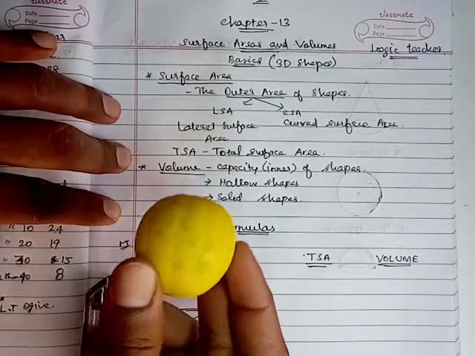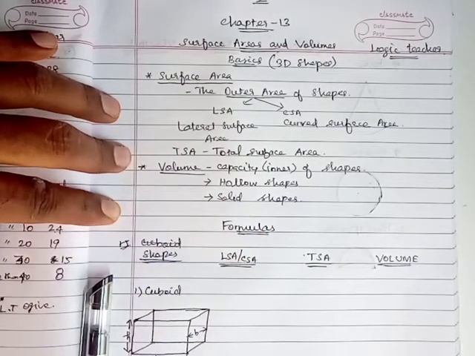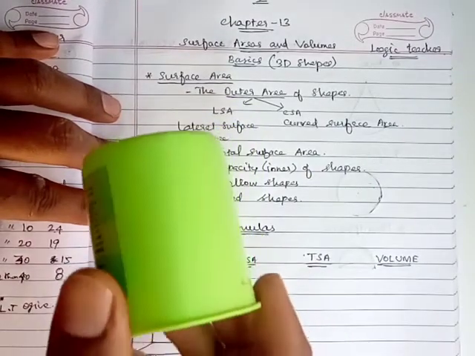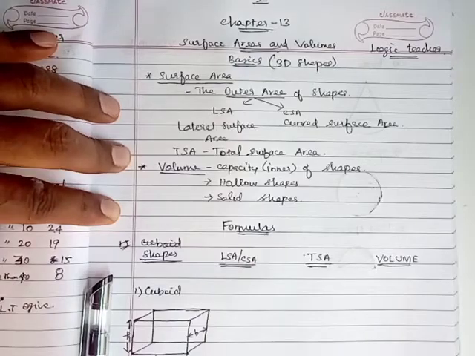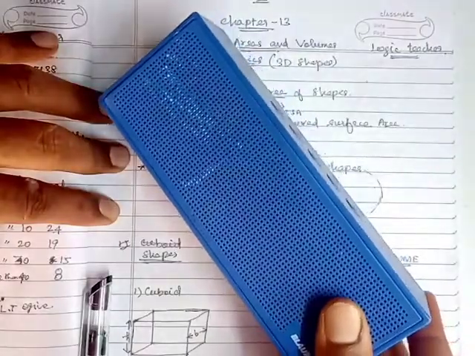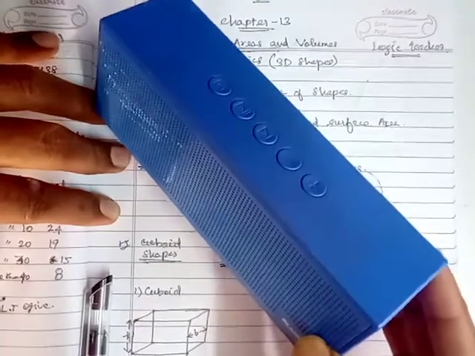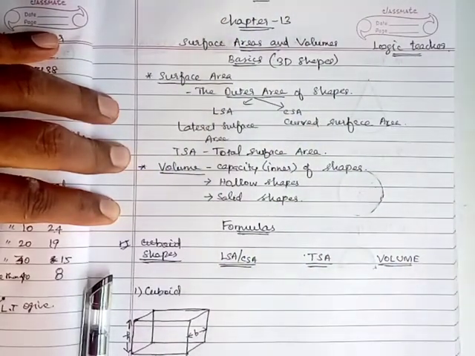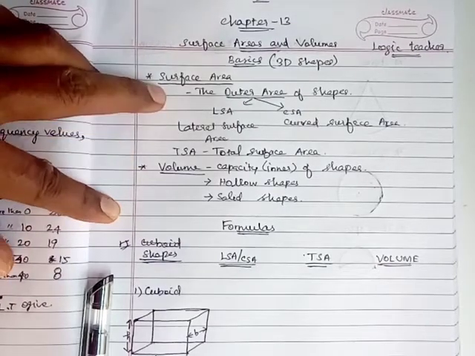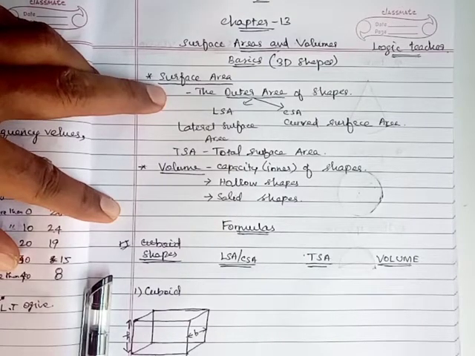For example, if you see, this is a sphere, right? And this is a cylinder, right? This shape is a cylinder. Then if you see, this is what? The cuboid, right? Not a cube. This is a cuboid. So we are going to study about 3D shapes. What is surface area actually? For example, we just take a sphere.